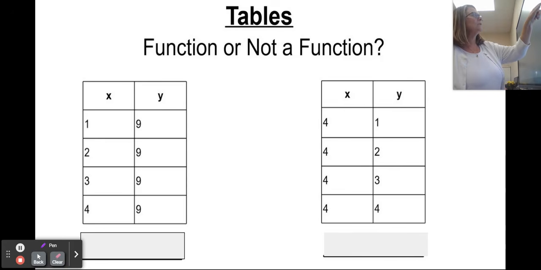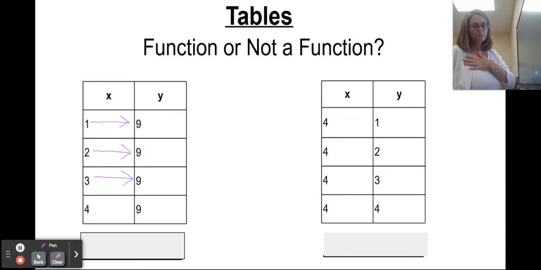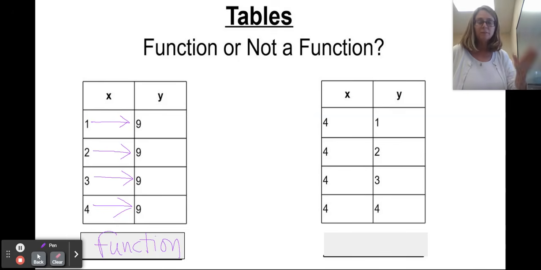Every time I input 1, I only get one possible output. Anytime I input 2, I only get one possible output. Anytime I input 3, I only get one possible output. Anytime I input 4, one possible output. That is a function. It's okay that they're all the same number.